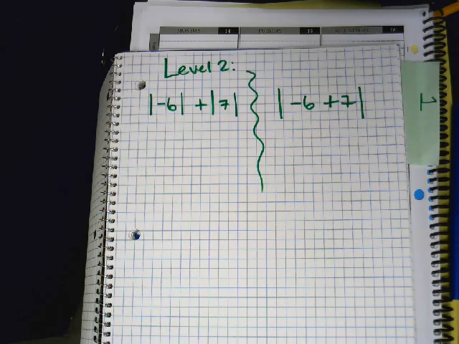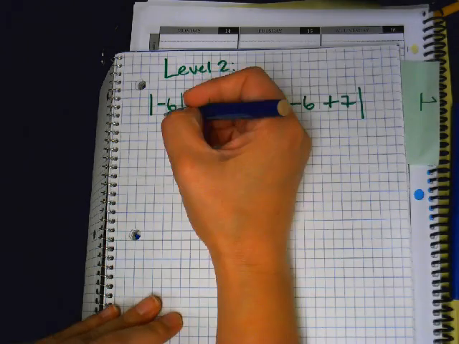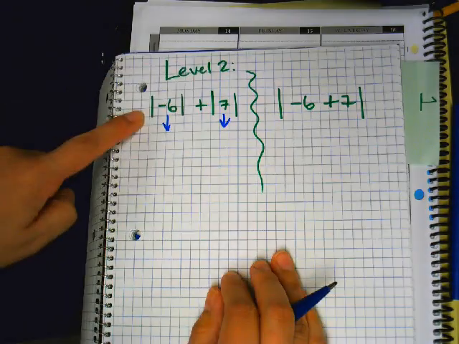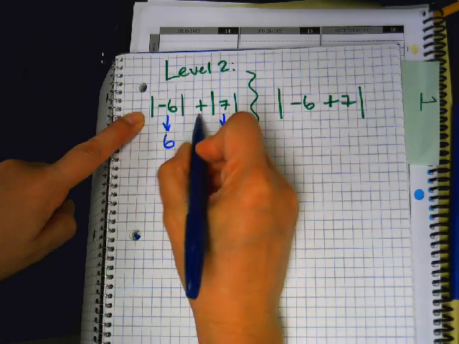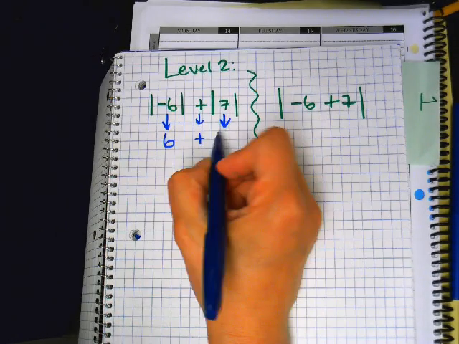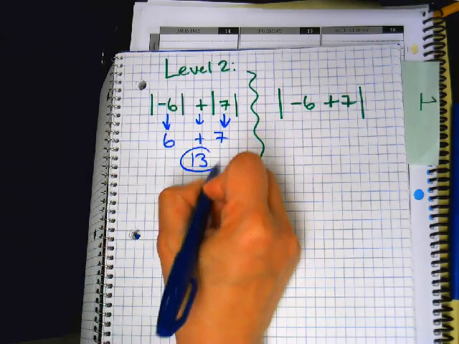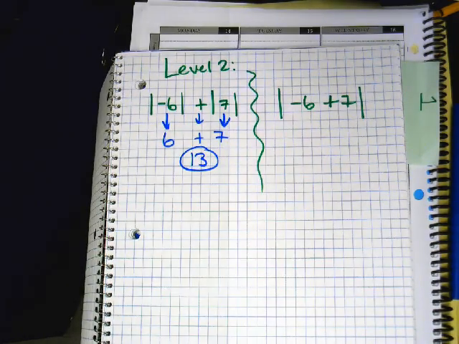So I just taught you how to do this. This is level 1. So what do I do here? We drop them down. So it has one number inside the bars. So we just do the math. What's the absolute value of negative 6? 6 plus absolute value of 7, 7. 6 plus 7, 13. We're done.